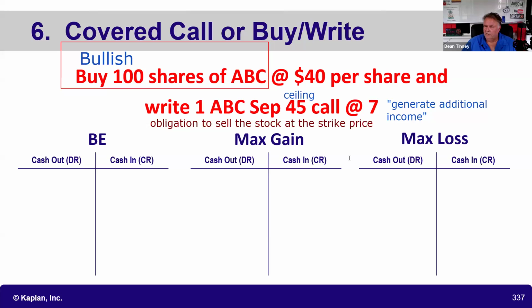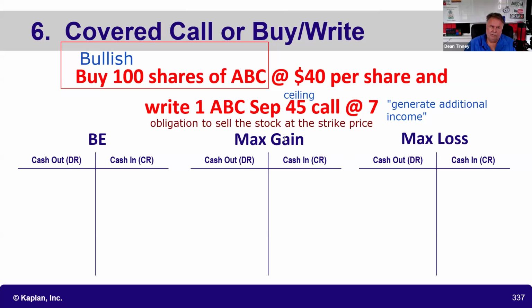We can use that to lower out-of-pocket cost on the stock. We can use it to meet our margin call. We do get some price decline protection. We have 3 ways we can make some money here. We can make the difference between 40 to 45. We get the 7 points, and we gain dividends along the way. So that's why somebody does it.